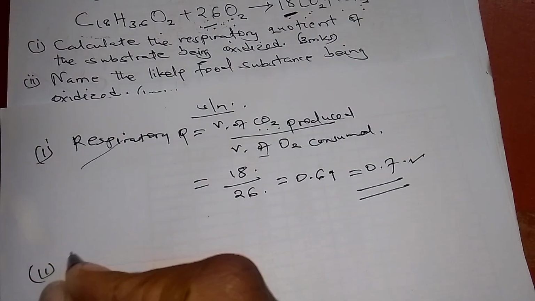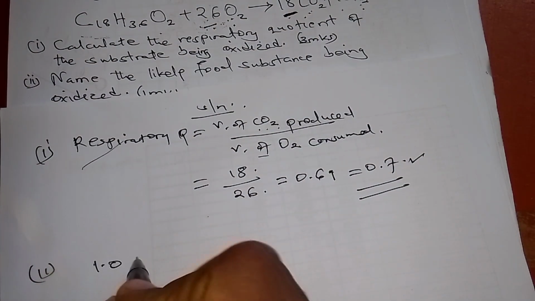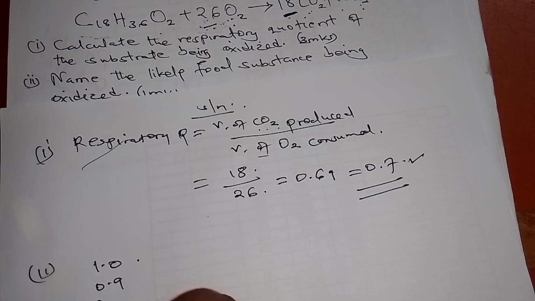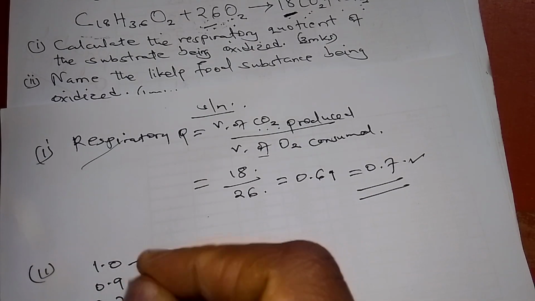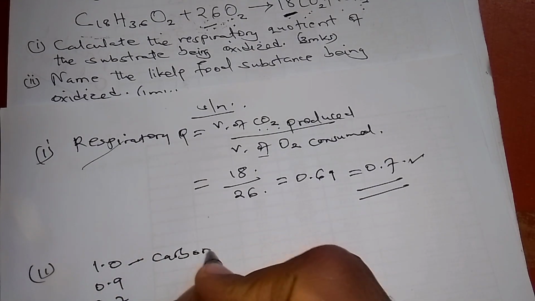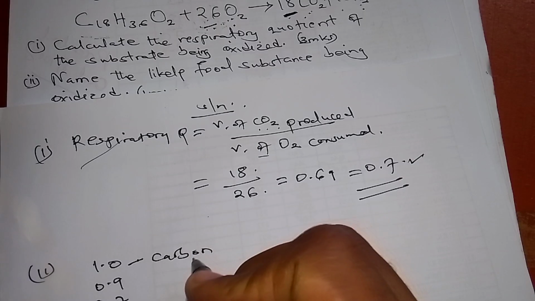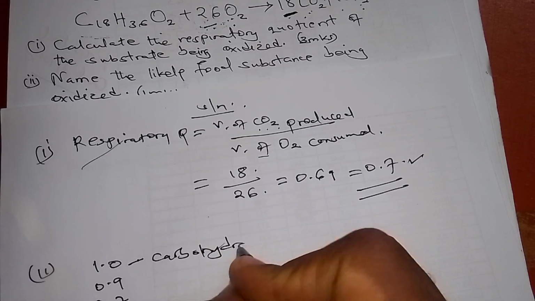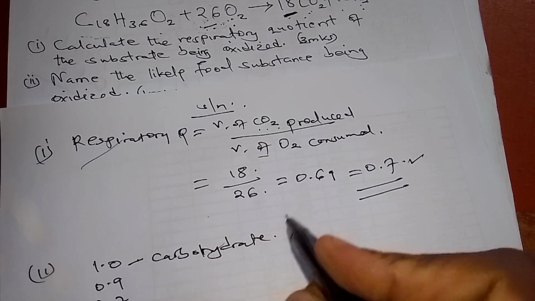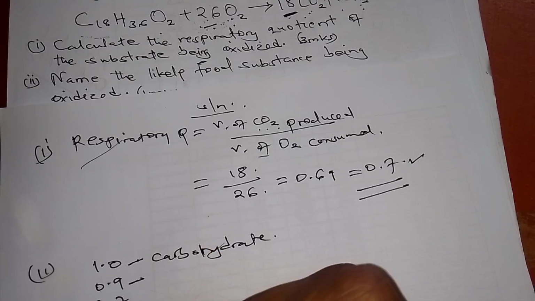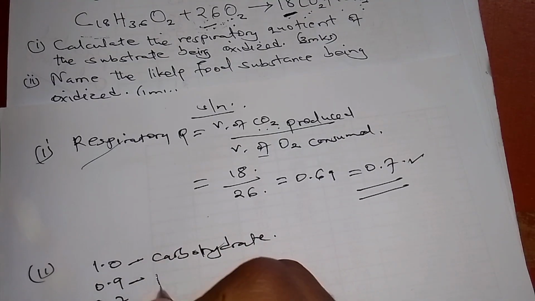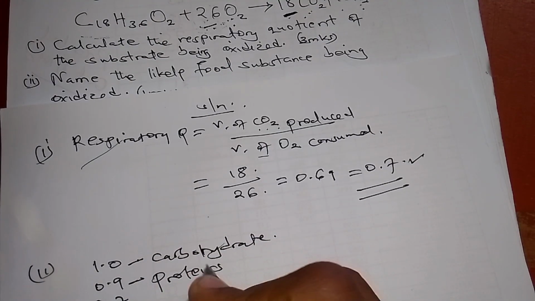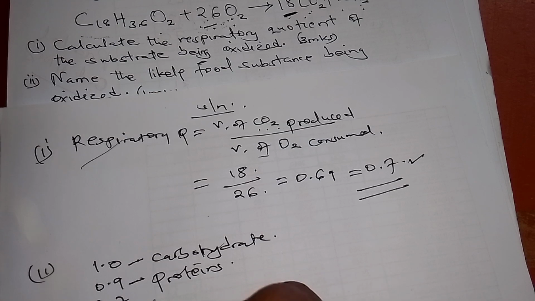Normally we know that we have 1.0, we have 0.9 and 0.7. 1.0 is represented by carbohydrate. And then 0.9 is represented by proteins, while 0.7 is represented by fats.